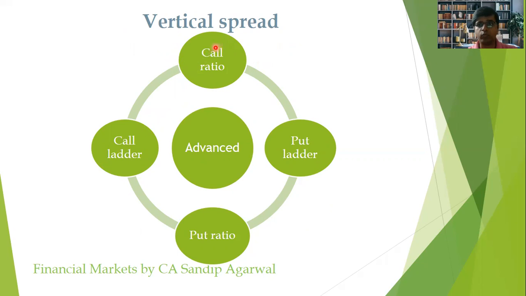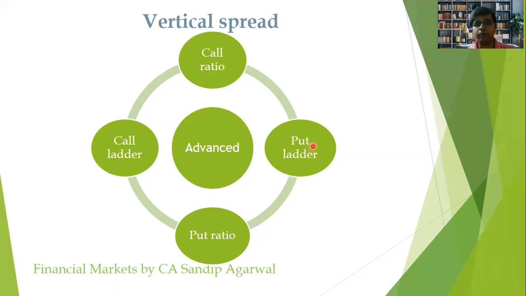One is call ratio spread, another is put ratio spread, third is call ladder spread, and fourth is put ladder spread. Basically, the call ratio spread and the call ladder are a variation of the bull call spread. If you want to understand the bull call spread again, you can refer to video number 4 under the basics of the options, in which I have explained in detail what a bull call spread is.